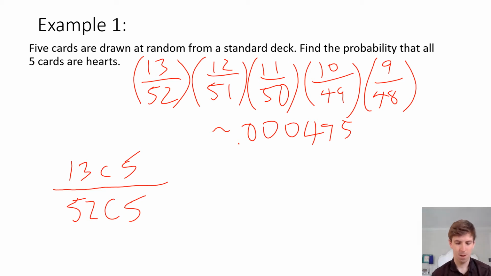If I throw that in my calculator, I get the exact same value that I got before. So that's how we can use combinations to our advantage, because they give us the total number of outcomes, both desired and total. We can use that to find these probabilities.